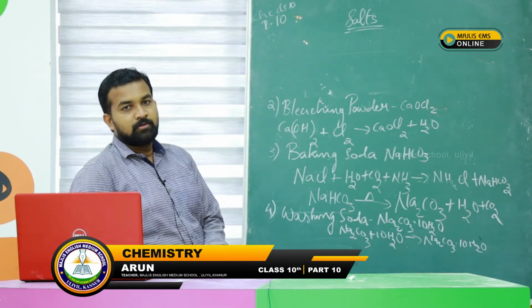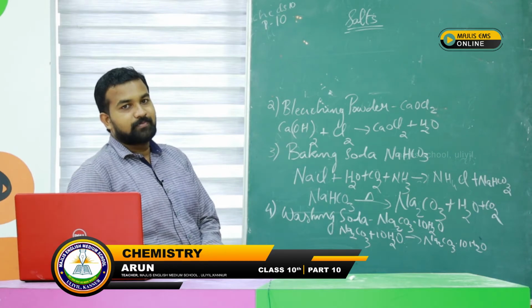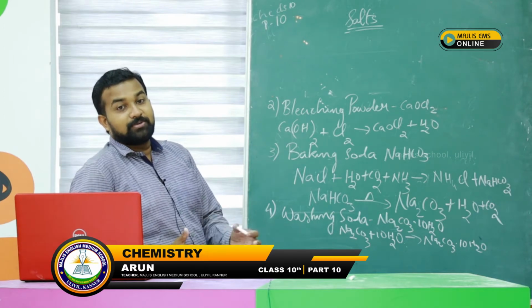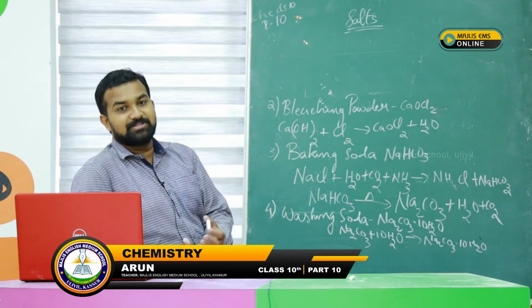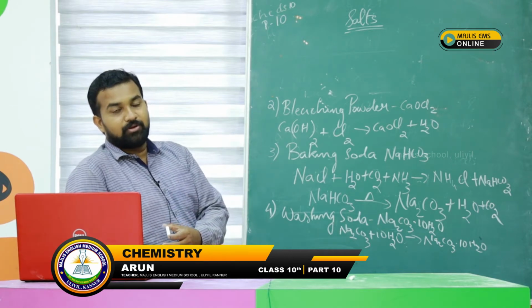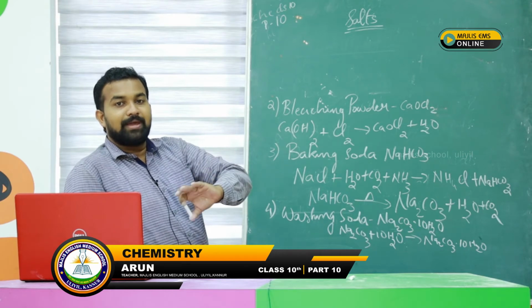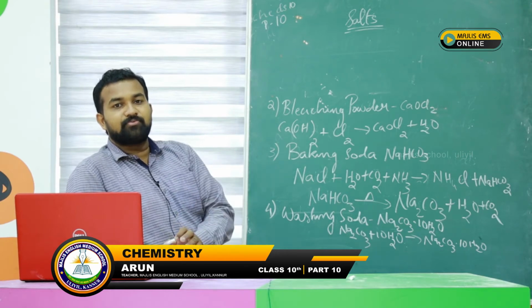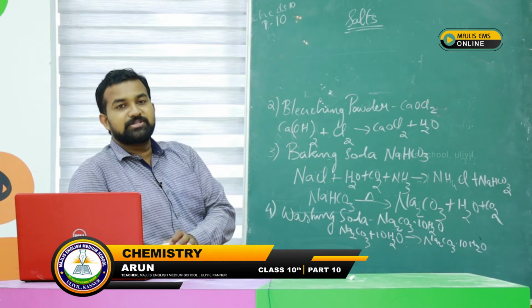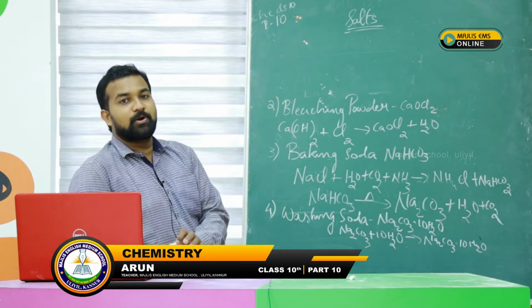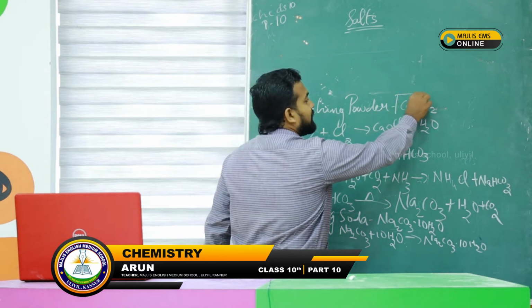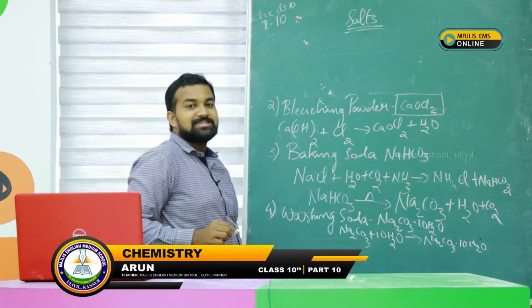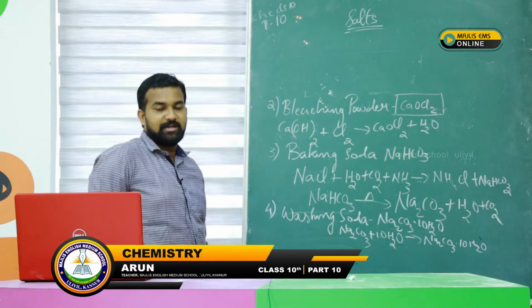Now comes bleaching powder. It's very famous, and we use it in our day-to-day life for cleaning purposes. We use it in wells and also to make slippery surfaces rough. What is the chemical formula of bleaching powder? The chemical formula of bleaching powder is CaOCl2, calcium oxychloride.